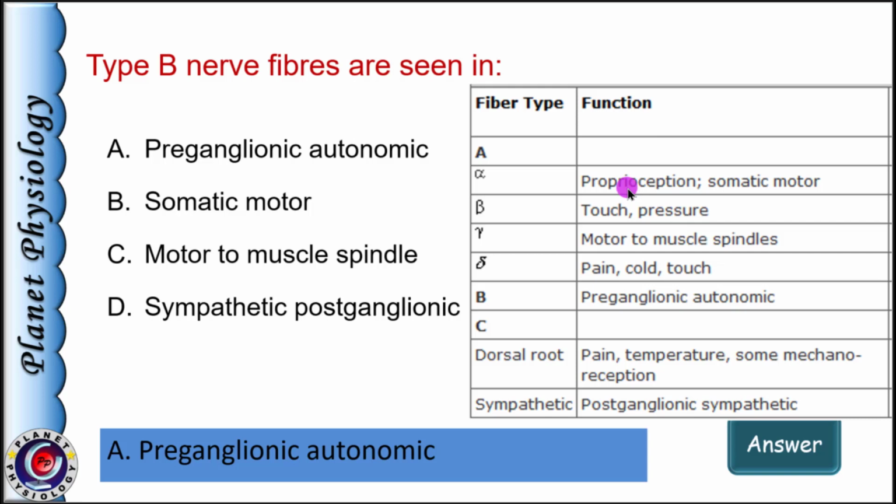Option C was motor to muscle spindle. Efferents to muscle spindle are gamma fibers, gamma 1 and gamma 2, gamma motor fibers. So they are A gamma type of fibers. And sympathetic postganglionic fibers are unmyelinated type C fibers, which form grey ramus. Okay, next simple MCQ.